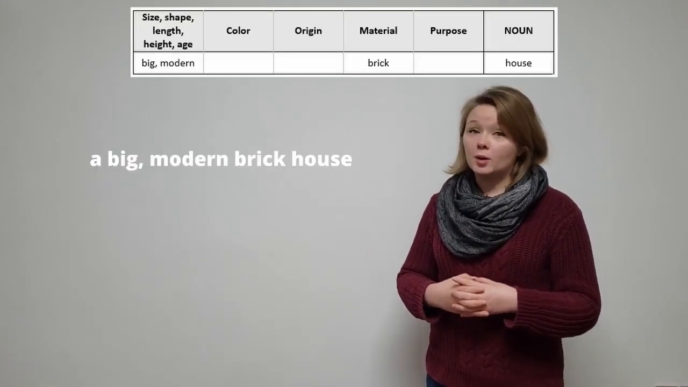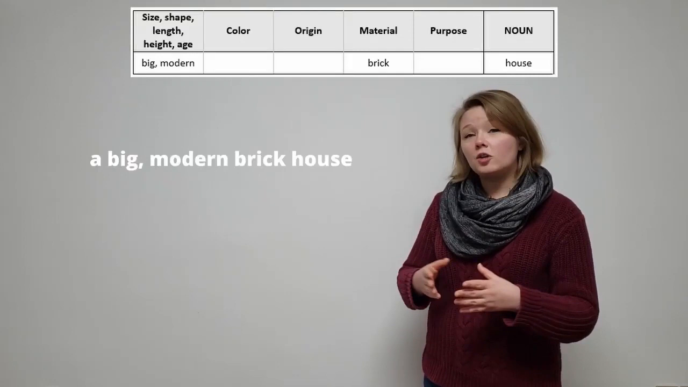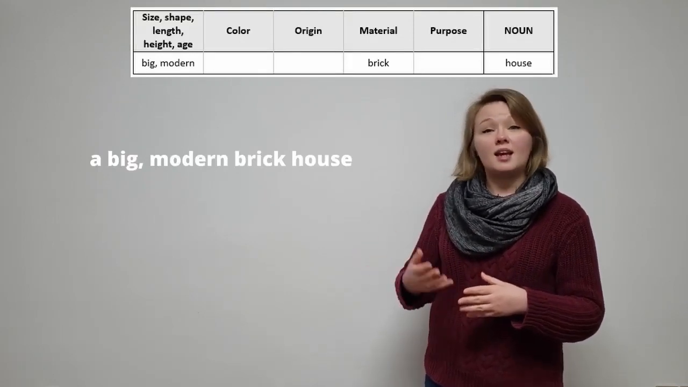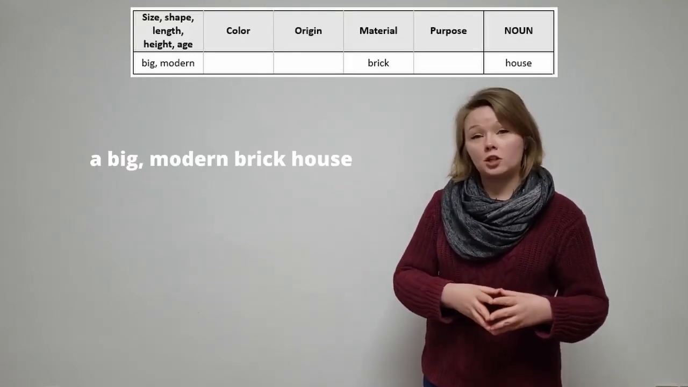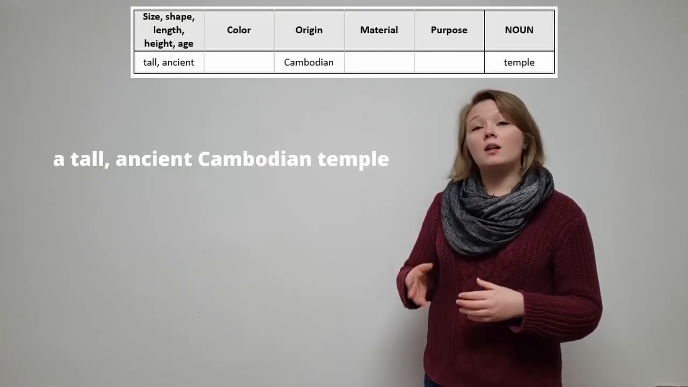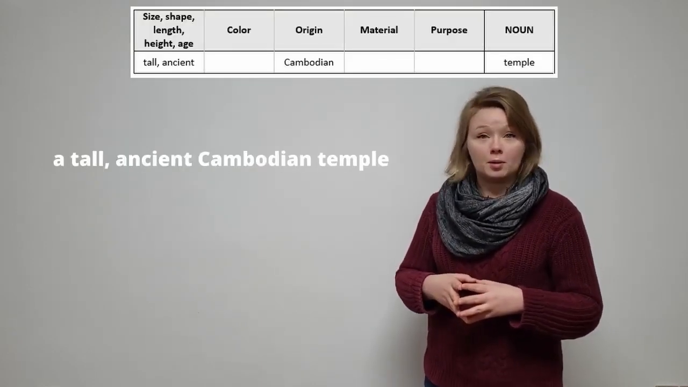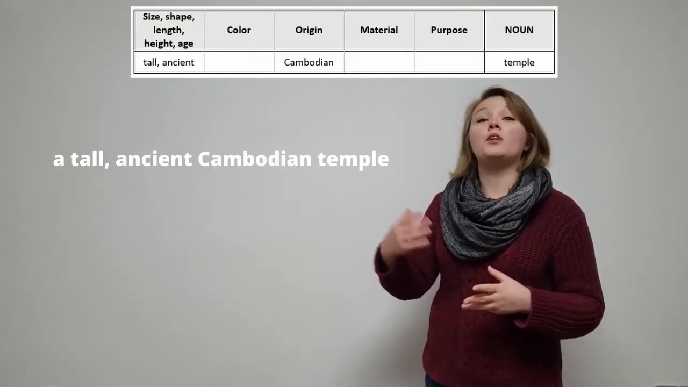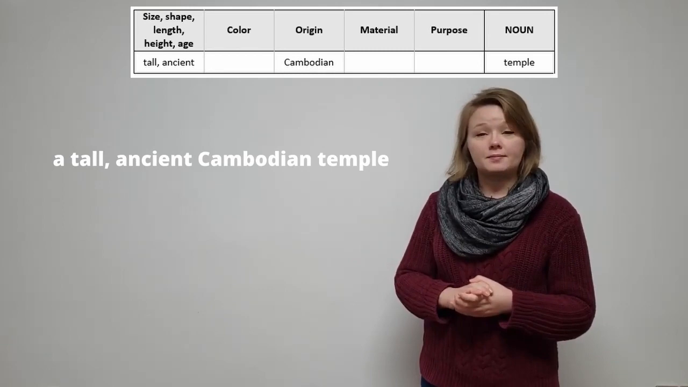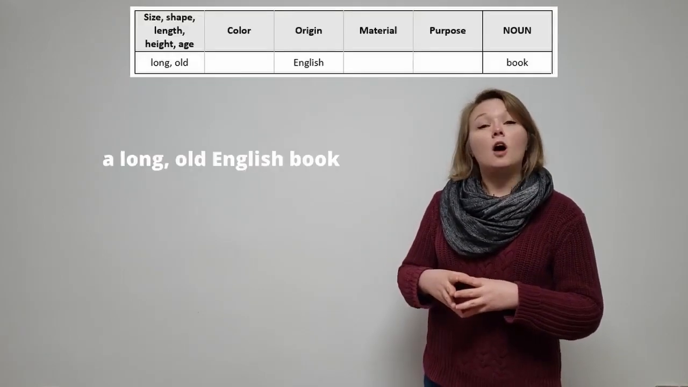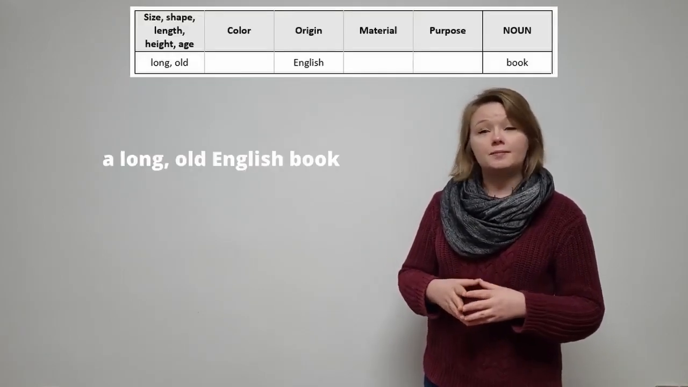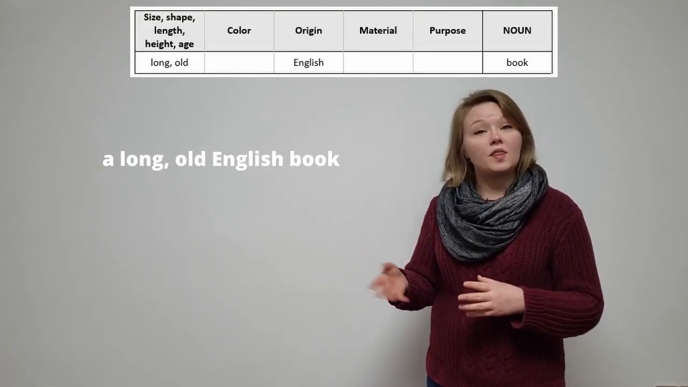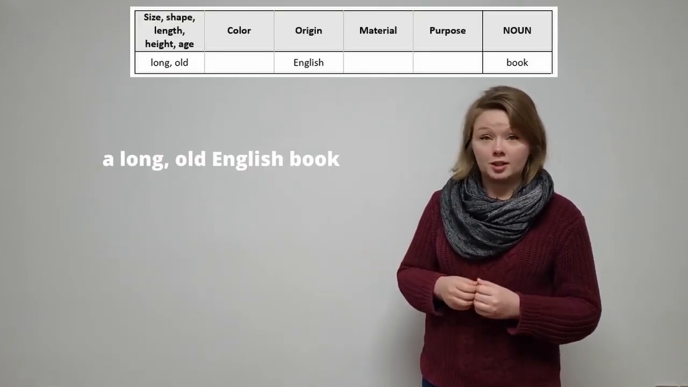Number 2, a big modern brick house. Here we see the size and age come before the material. Number 3, a tall ancient Cambodian temple. Here we see the height and age come before the origin. Number 4, a long old English book. Here we see the length and age before origin.